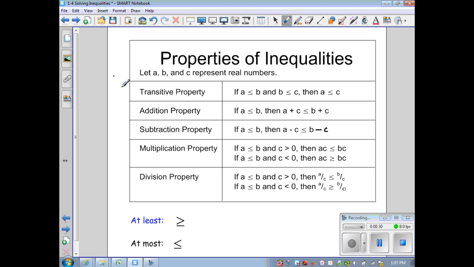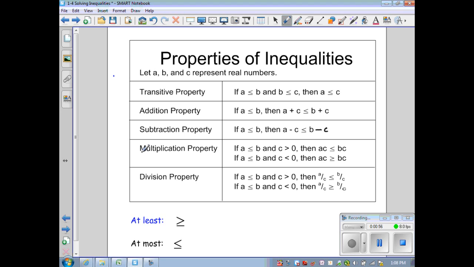We have a transitive property. In such a case, if A is less than or equal to B, and B is less than or equal to C, then we know that A is less than or equal to C. Addition property and subtraction property, very similar to the properties of equality. If A is less than or equal to B, and I add or subtract the same amount from both sides, then A plus C is less than or equal to B plus C, or A minus C is less than or equal to B minus C.